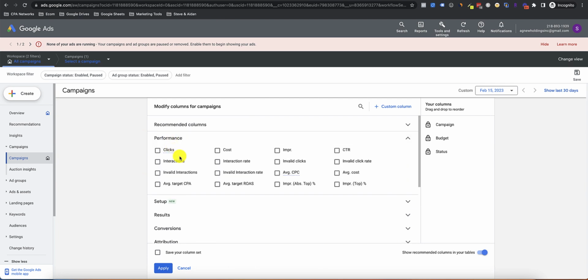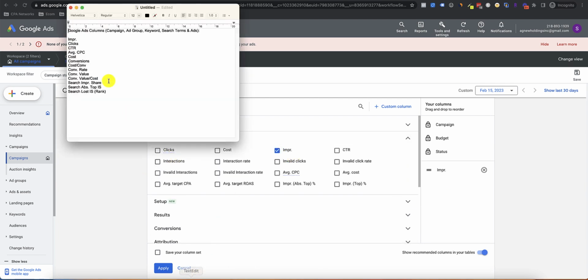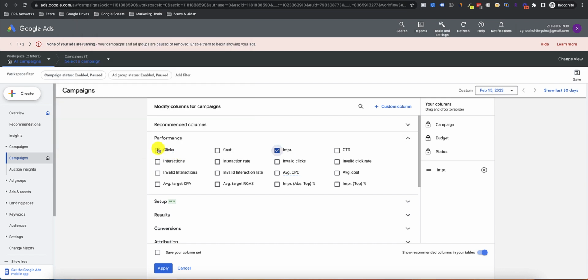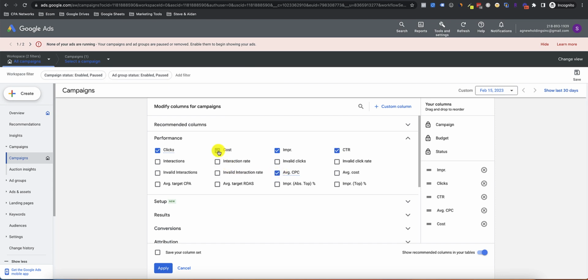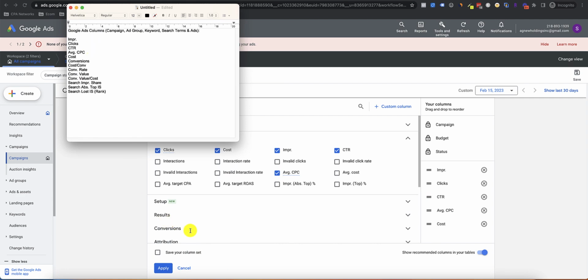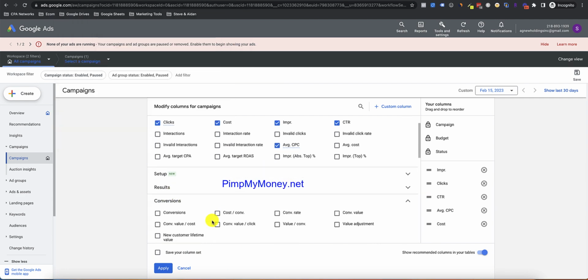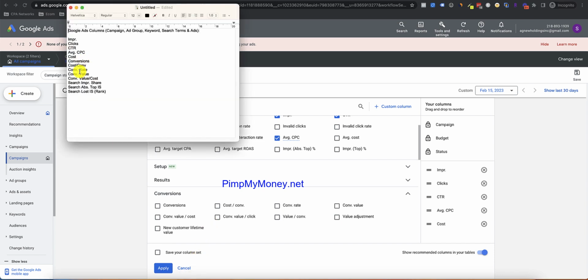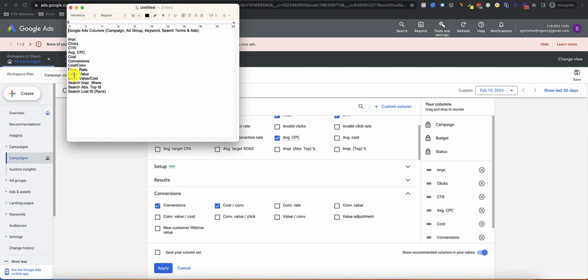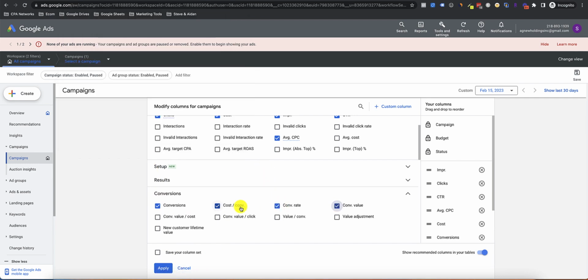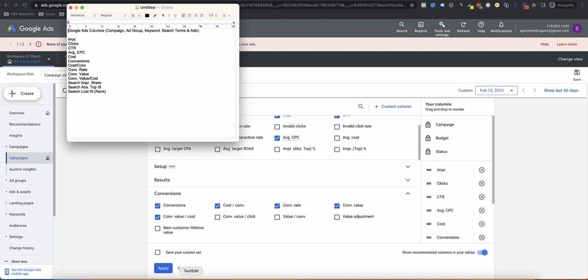So performance, we're going to go with impressions, clicks, CTR, and then we're going to add average cost and then cost. Sorry, average CPC and cost, okay? Same order as Microsoft. Then we're going to go into conversions. Okay, we're going to add conversions, cost per conversion, conversion rates, conversion value, and conversion value per cost.